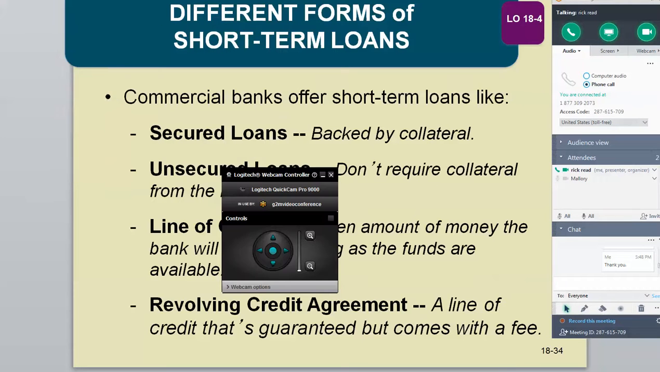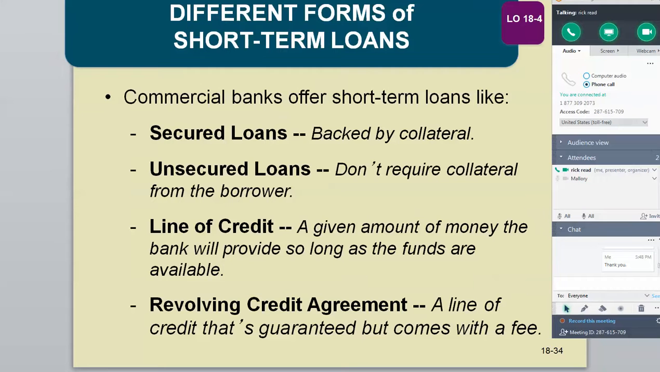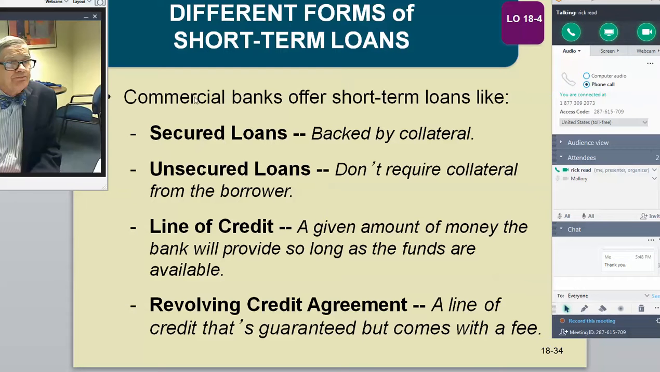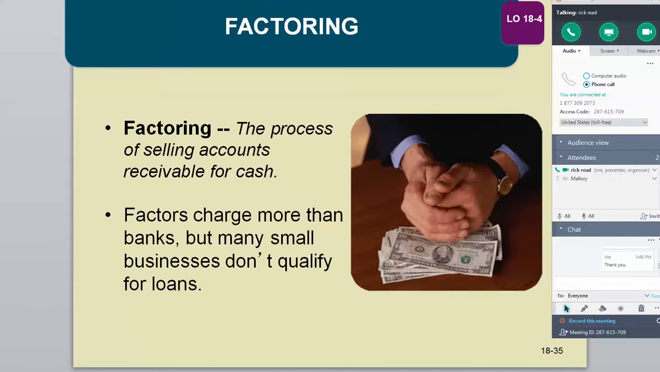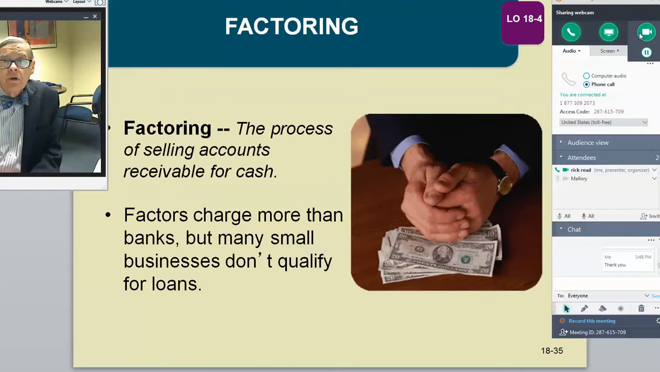Factoring is another way that small businesses can get money. This is simply selling accounts for less than their value. So the object here is I need cash on the barrelhead, and I've got these accounts, and I'm going to sell them to you. You're going to give me cash, and that's going to help me out.